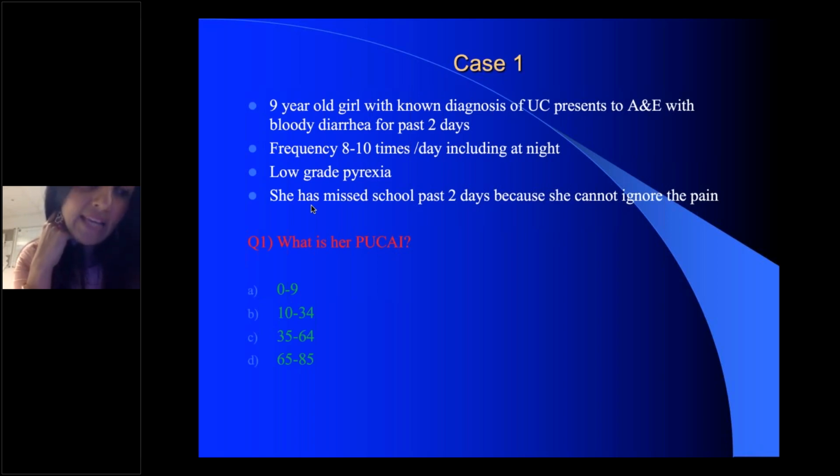A is remission, 0 to 9. B would be mild, 10 to 34. C would be moderate. And D, a score of 65 and above, would be severe. So how many of you would think it's A, B, C, or D? I'm going to give you a few moments to think it over yourself, and then I'll give you the answer. And I've got questions while you're thinking about this.